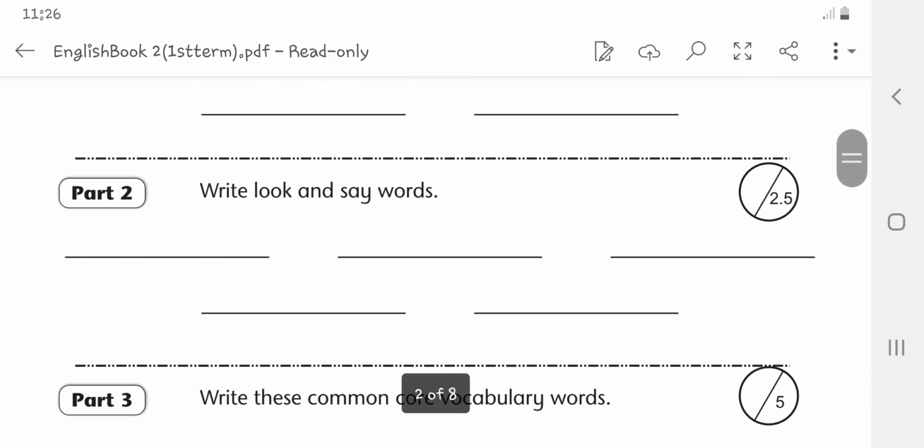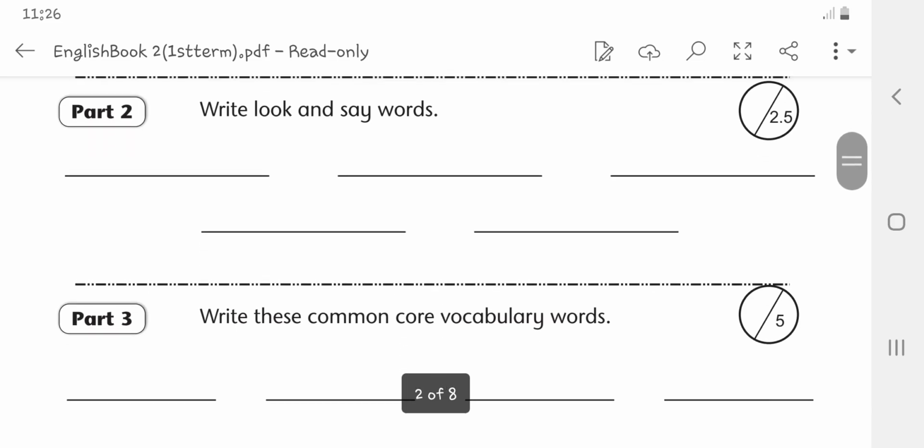Part 2 is look and say words, and we all know that look and say words are those words which defy the rules of phonics, which cannot be broken down according to the phonetic rules. So the students need to learn both types of vocabulary. They need to break down words into phonics, into different parts, and they also need to know the spellings of the words that cannot be broken down according to the phonetic rules.